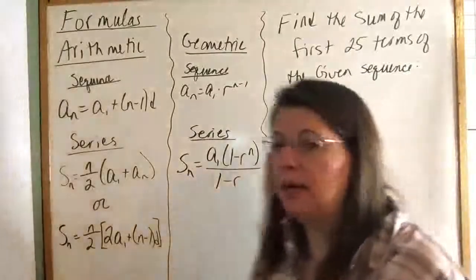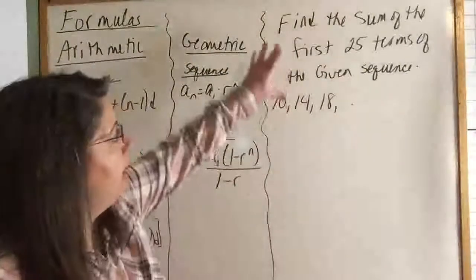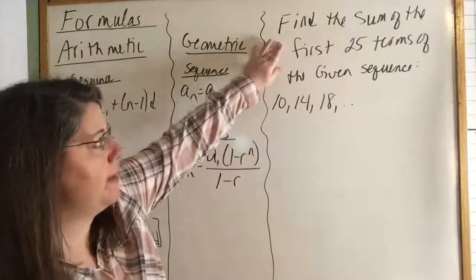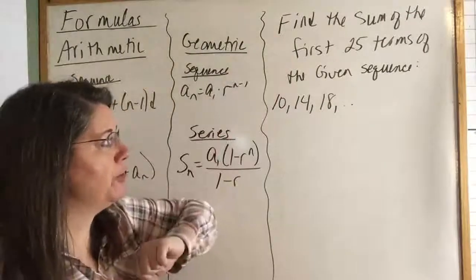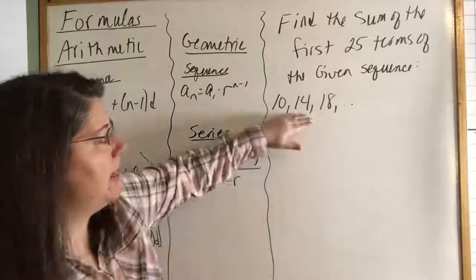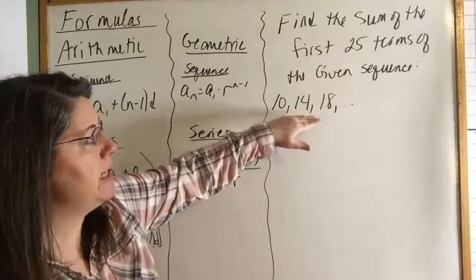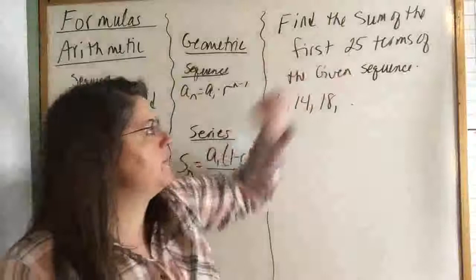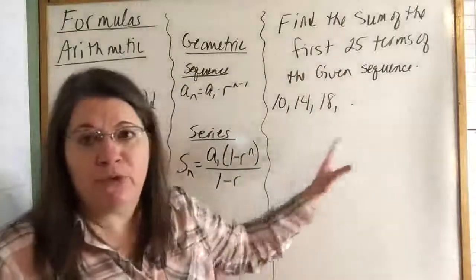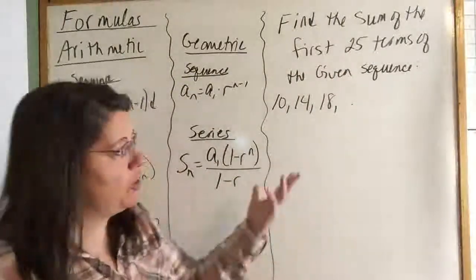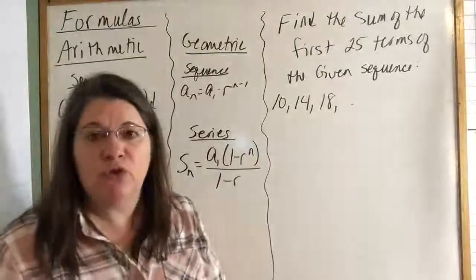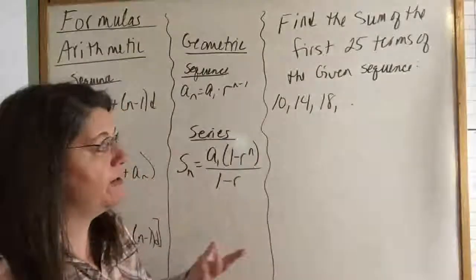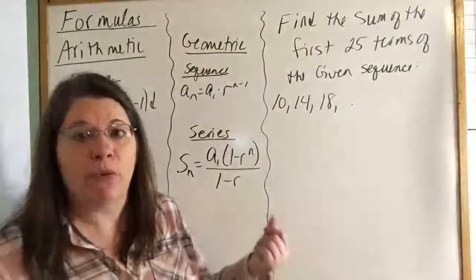So, in the first example, I've got directions that say find the sum of the first 25 terms of the given sequence. And then they give you the sequence 10, 14, 18, ... So we're going to find the first 25 terms. Well, you could find the first 25 terms and then add them all together, but the chances of getting that right when you're trying to do that on a calculator are very slim. It's a lot easier to use a formula.